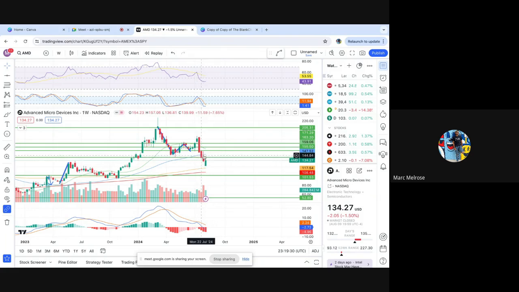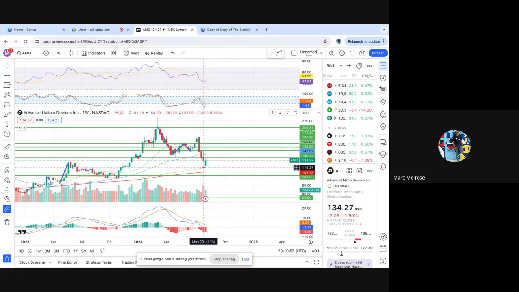I wouldn't even worry about the 50-week moving average, because if it breaks above that resistance, at that point that 50-week moving average is going to be lower, and it's going to be closer to our resistance we have drawn at 140. So if it was to break above 140, we could be seeing this get back to about 154, 155.